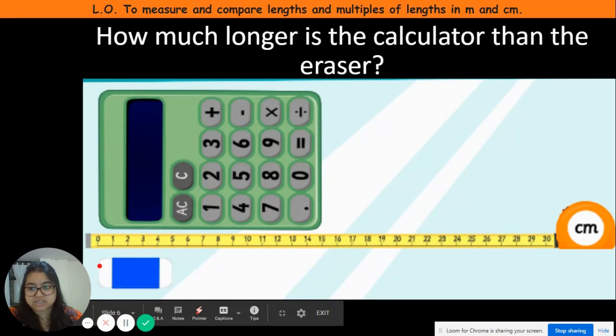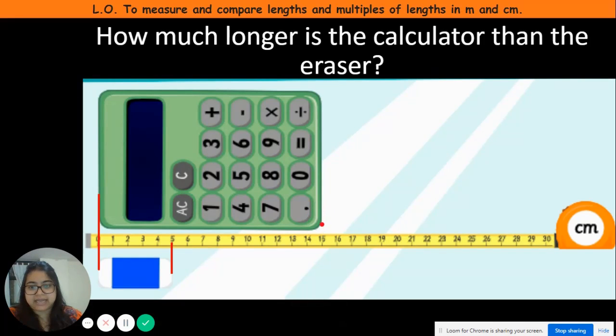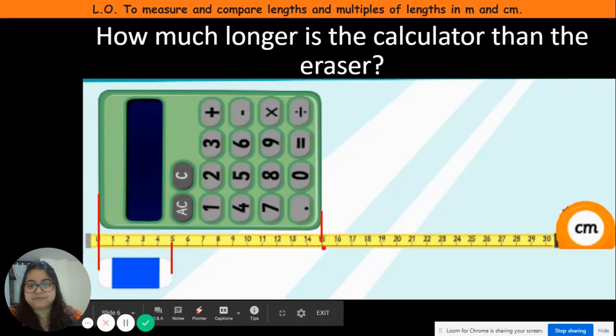Now the eraser is actually from here to this point. You may not be able to see this white part, but it is from this point to this point. So let's first mark the 0 point. They are exactly at the 0 point. Let's mark the end point of this eraser. So the length of this eraser is 5 centimeters. Remember, this measuring tape is in centimeters. Let's mark the end point of this calculator. So it is at 15 centimeters.